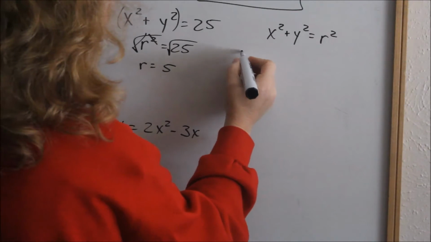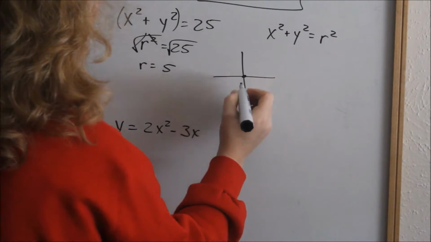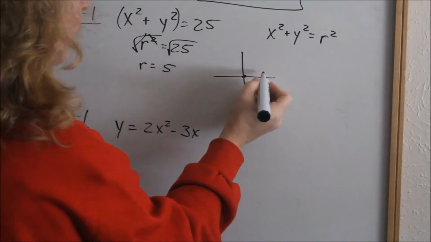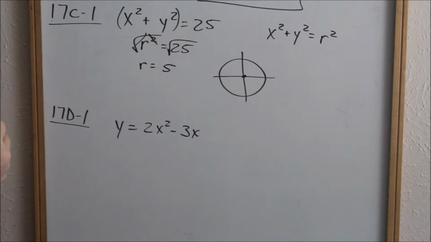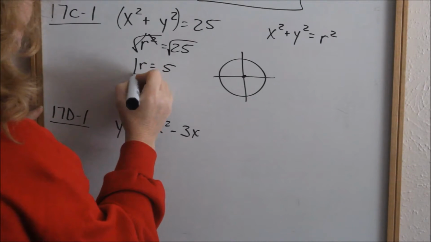Because in general, when you're graphing that, basically what you're saying is, there's the center of your circle, and we have a circle with a radius of 5. Counting out 5 units, it would be something like that. That's what that r stands for, radius of 5.